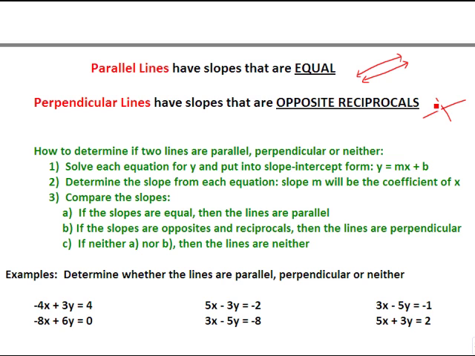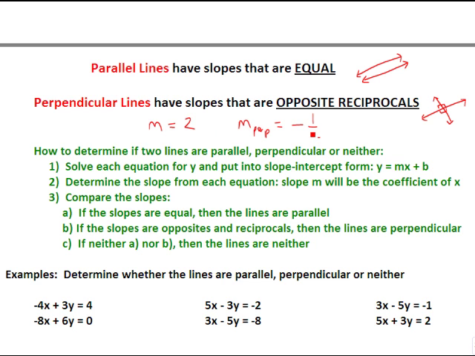Perpendicular lines, on the other hand, do intersect and they form right angles, and what the relationship there is that perpendicular lines have slopes that are opposite reciprocals. Now what does that mean again? Well, for example, if I told you that one line had a slope of 2, then the perpendicular line would have to have a slope that's the opposite sign, so negative, and the reciprocal slope. So if I have 2 and I flip it over, it becomes a 1/2. So opposite reciprocals here would be 2 and -1/2.